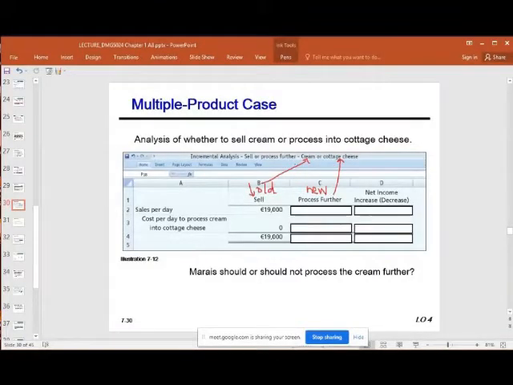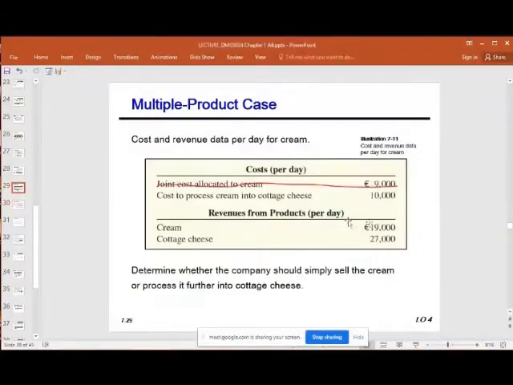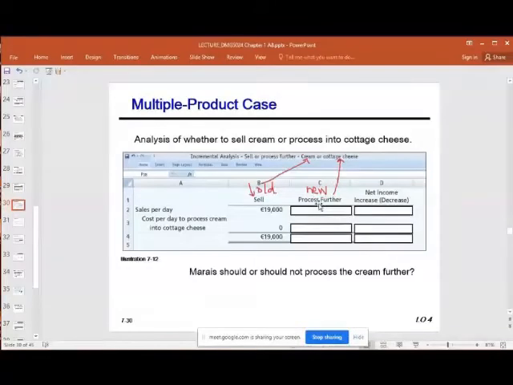So if you sell cream, the sales, we refer back, is 19,000. If you sell cheese, 27,000. So if you process further and sell cheese, it is 27,000. Same thing, we need to do net income increase or decrease. Since this is sales, do you see sales increase? Sales increase, so it is positive 8,000.